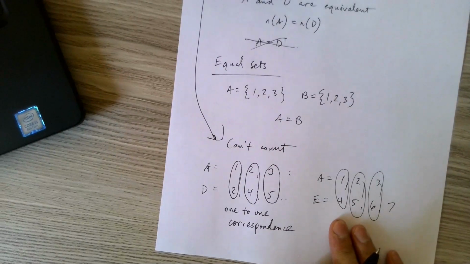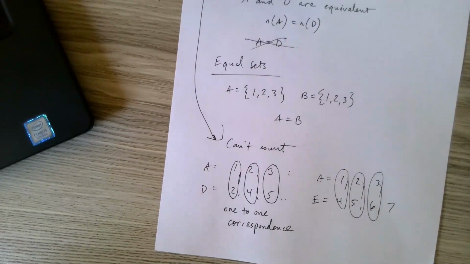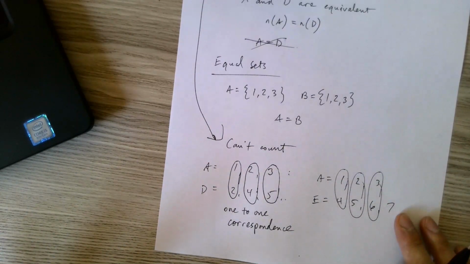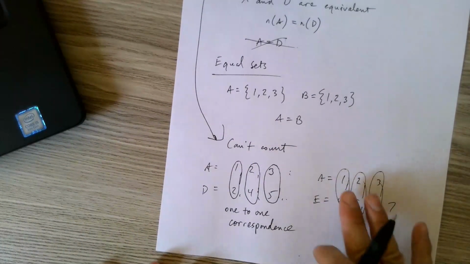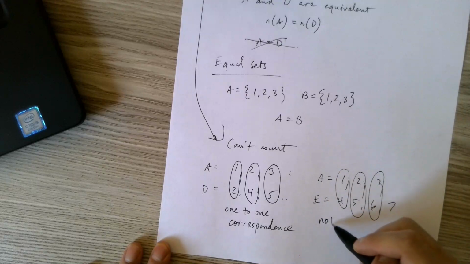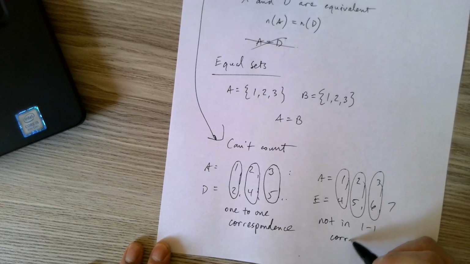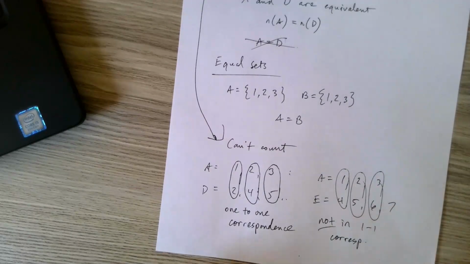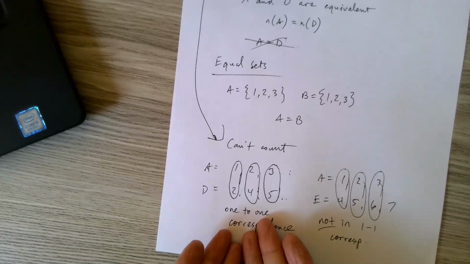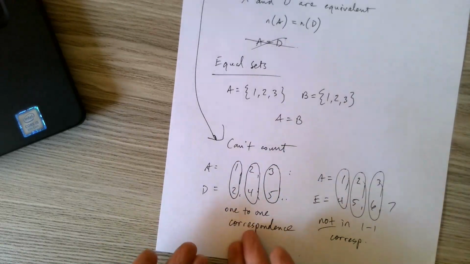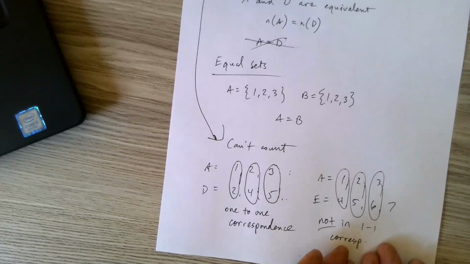Over here, you can pair up almost all the elements, but there's something left over. So these two sets, A and E, are not in 1-to-1 correspondence. So if two sets are in 1-to-1 correspondence, they are equivalent. They have the same cardinality. If they are not in 1-to-1 correspondence, they do not have the same cardinality and therefore are not equivalent.